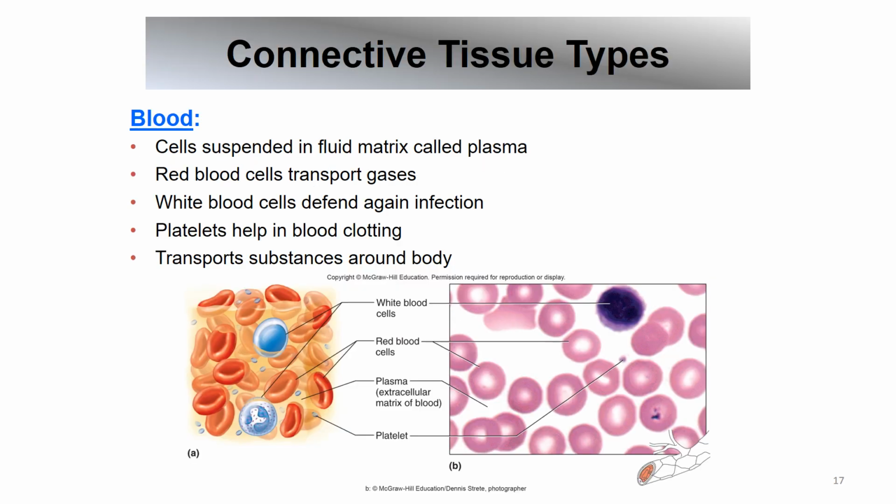Blood is also considered to be a connective tissue, but it's the fluid type of connective tissue. Here, the matrix is fluid, and the matrix is called plasma. And so this tissue type has red blood cells, white blood cells, and platelets, and this tissue is important for transporting substances.